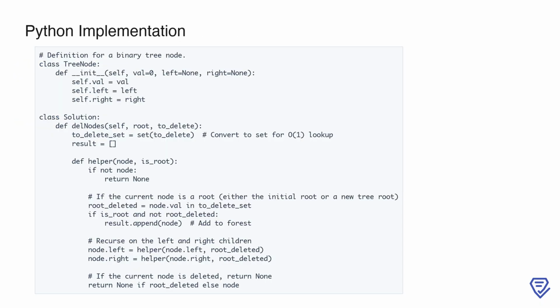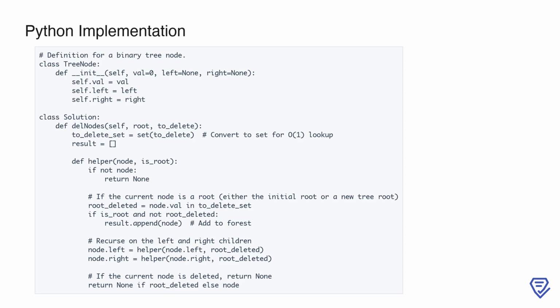Here, we begin by defining the TreeNode class, which represents the structure of a binary tree node. Each node contains a value and pointers to its left and right children. Next, in the Solution class, we define the delNodes method, which takes the root of the binary tree and a list of values to delete.